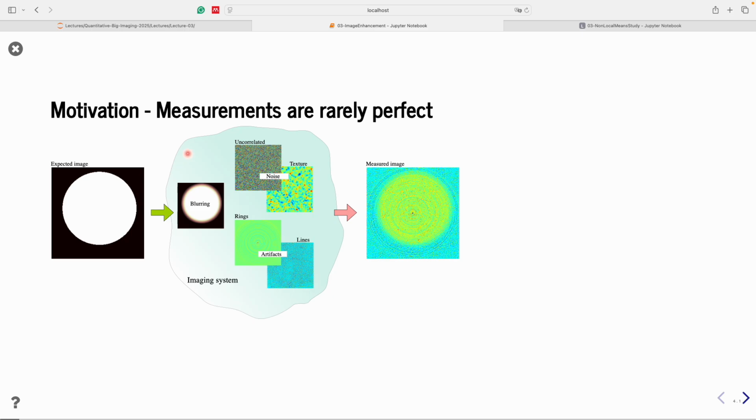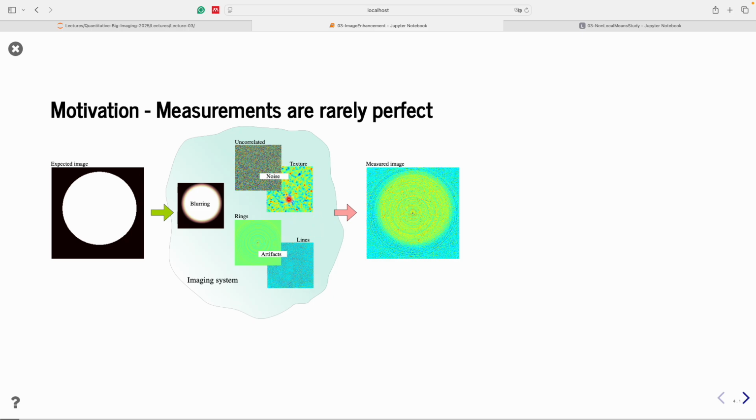Then we have also noise of different types. So we have uncorrelated noise, so every measurement position has some fluctuation, which could be caused by counting statistics from the source. It could also be thermal noise from the detectors, etc. What you can also have is texture noise, and that is more like a blurred version of the noise. It has a lower frequency component in it.